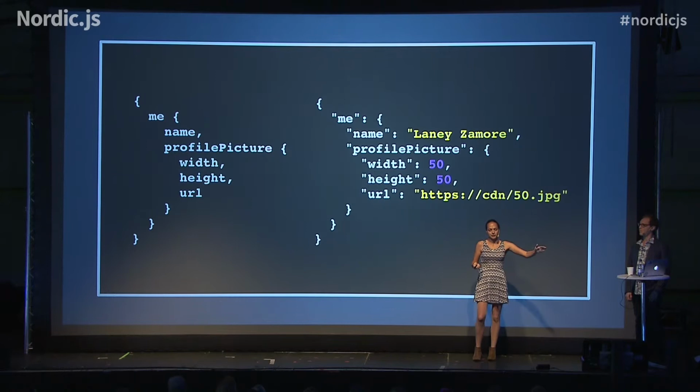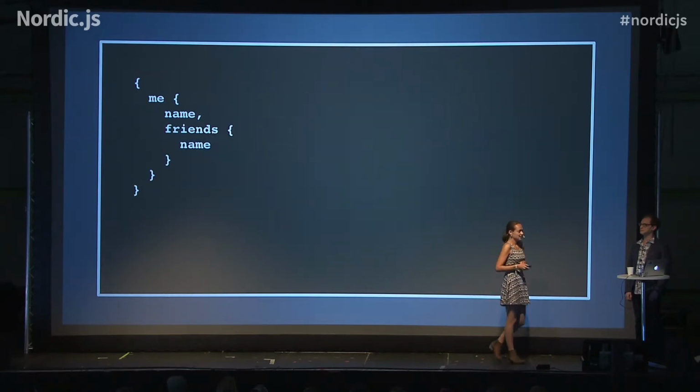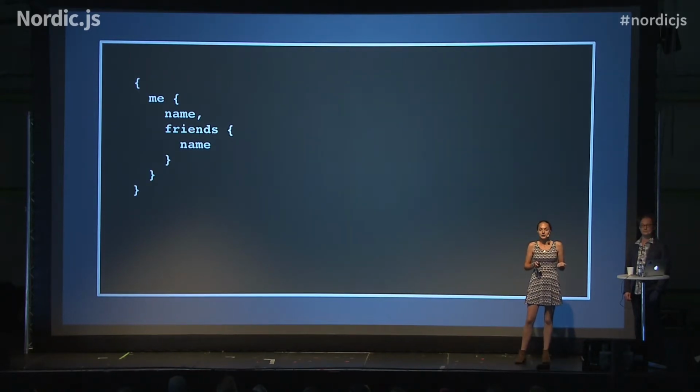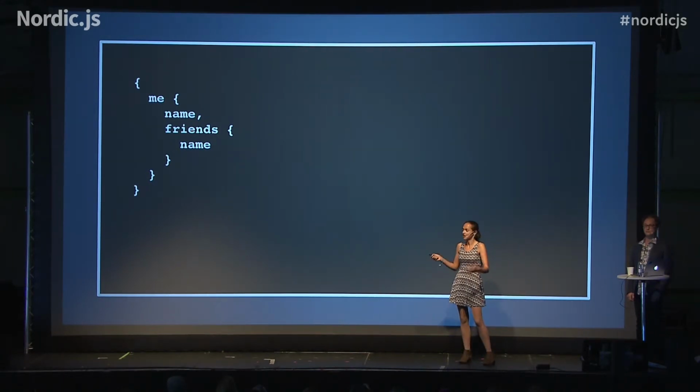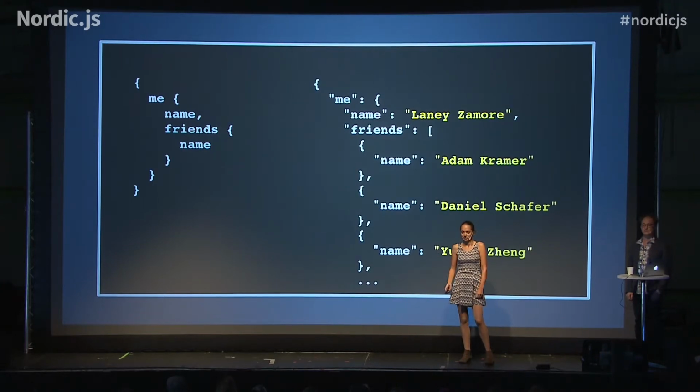You need to specify all the way down to scalar leaf nodes so that there's no ambiguity about what exact data you are asking for. And then one really neat thing about GraphQL is that you can query lists of things, which we call connections. So with just one query, I can ask for my name and the names of my friends and get a response back that might look like this.